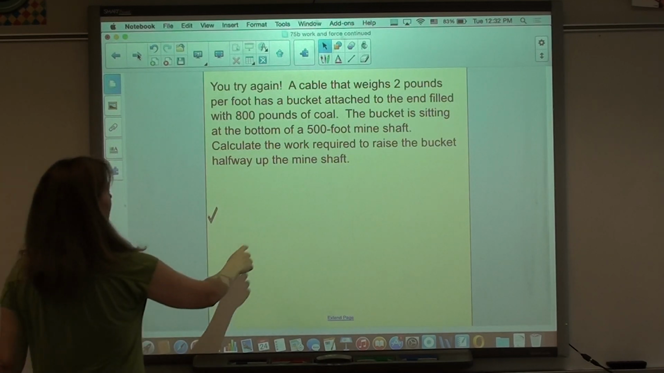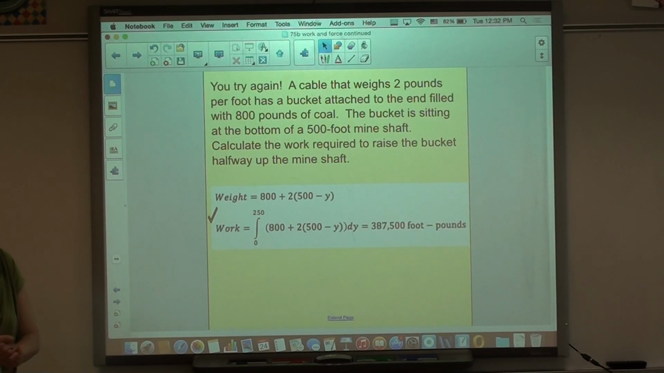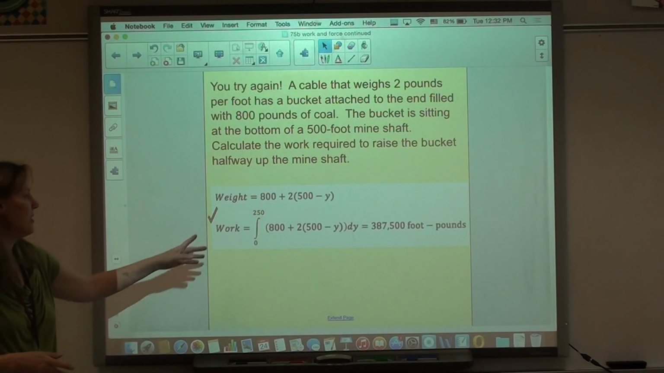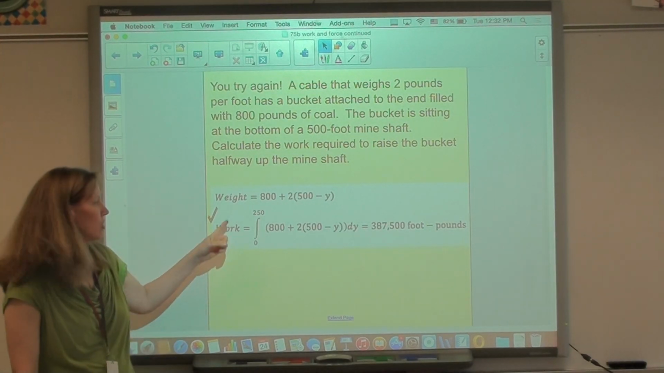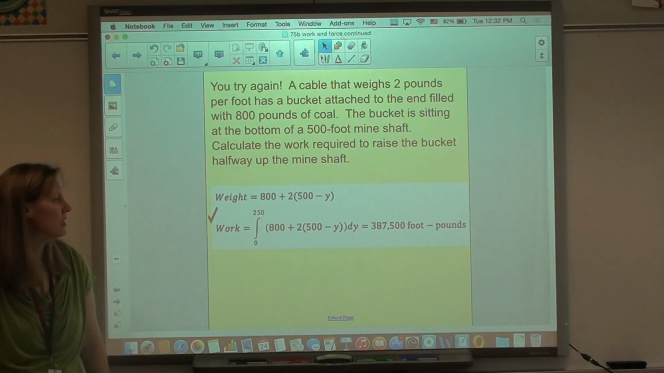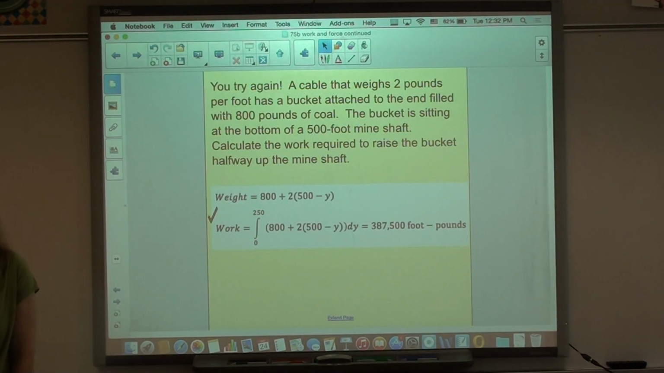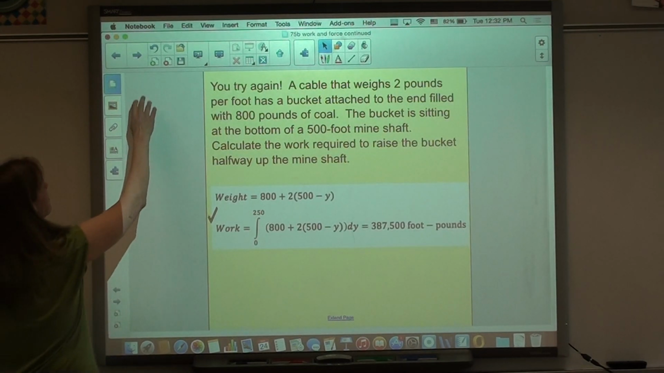All right, let's take a look. So the weight at any y value is 800 plus 2 times 500 minus y. And then the work is the integral from 0 to 250, because we're only going halfway up the mine shaft, right? 0 to 250 of the weight that we are lifting. So our total work is 387,500 pounds. Does that make sense? Everyone good? All right, good. Don't worry, we're going to leave chains for now, but you will get to do another one today just for a little bit more practice.